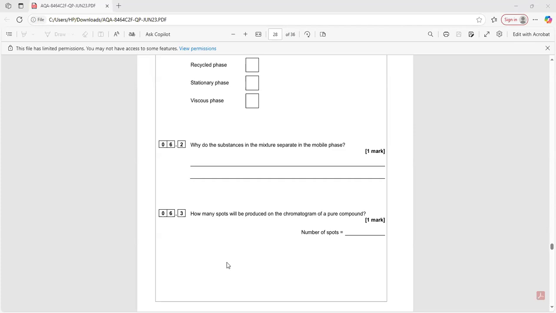Okay, so it says, how many spots will be produced on the chromatogram of a pure compound? Okay, so what do you think? If something is pure, that means it's not a mixture, isn't it? A mixture suggests something mixed with something else, like an impurity, or a different substance. That will make it a mixture. But if it's a pure compound, then there will be nothing to separate from another. And so that's why a pure compound will just have one spot. Do you agree with that? Yes. Okay.